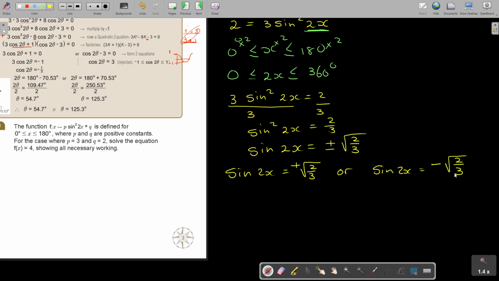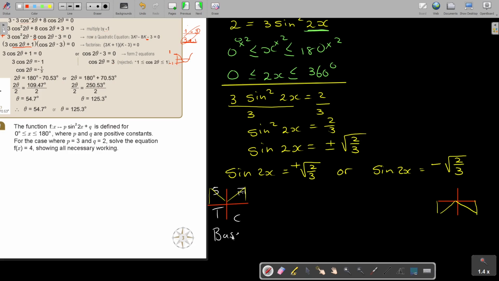Okay, and now I'm going to start. Because it's now in the big, I can just go make my CAST diagrams. That's my first one. That is my second one. So if I go and say, where is sin positive? Think of your CAST. Sin is positive in A and S. So sin is positive here, and sin is positive here. And where is sin negative? Sin is going to be negative here, and negative here.